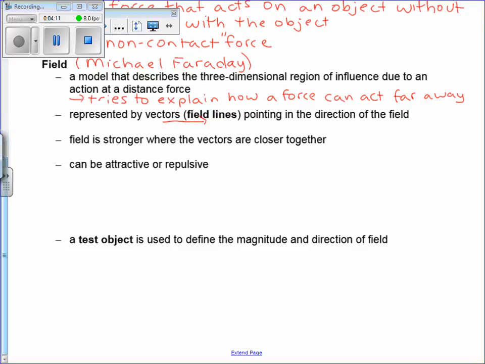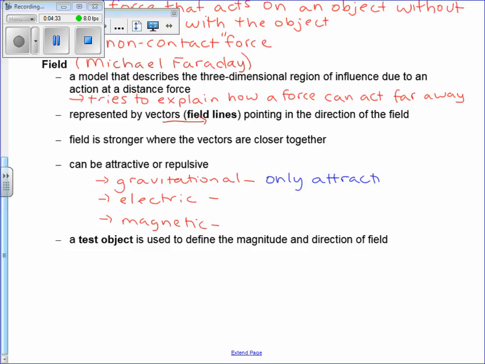So you're going to talk about three fields in your physics career: gravitational, electric, and magnetic. Gravitational is only attractive. Electric is attractive and repulsive, as is magnetic. It is attractive and repulsive.